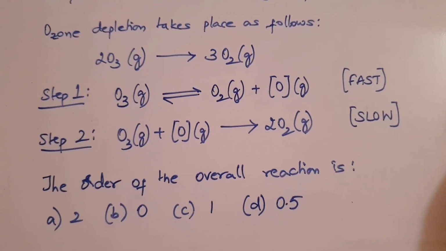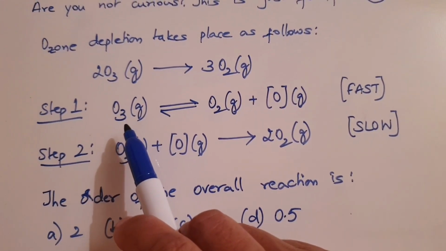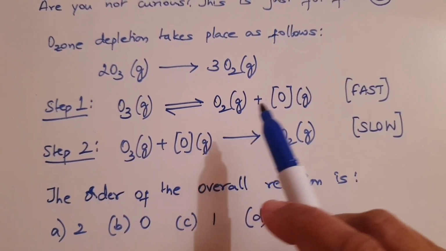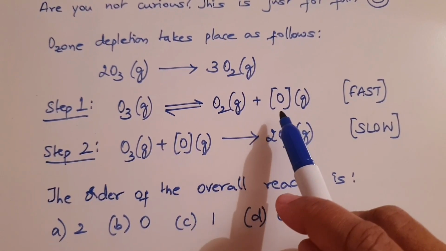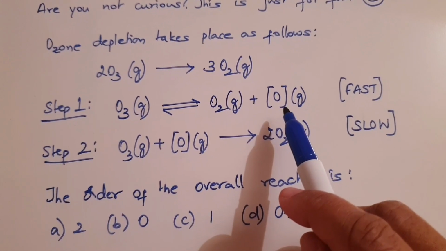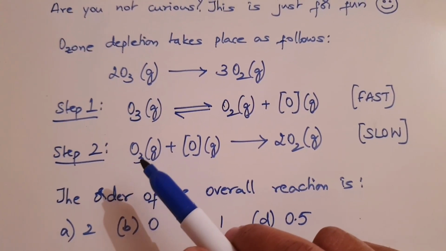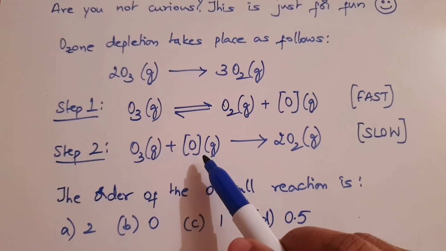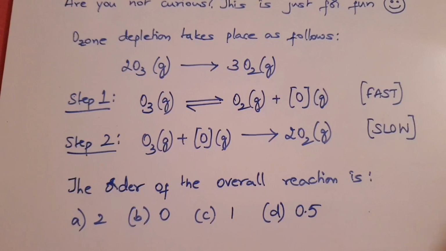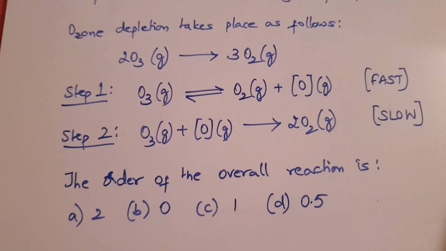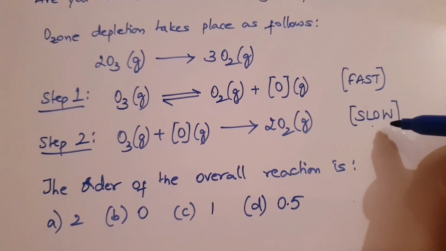This depletion happens in two steps. In the first step, the ozone is getting converted to gaseous molecular oxygen and nascent oxygen in the gaseous form. And the second step consists of the reaction between ozone and this nascent oxygen to give you molecular oxygen, right? Among these two steps, the second step is the slow step.